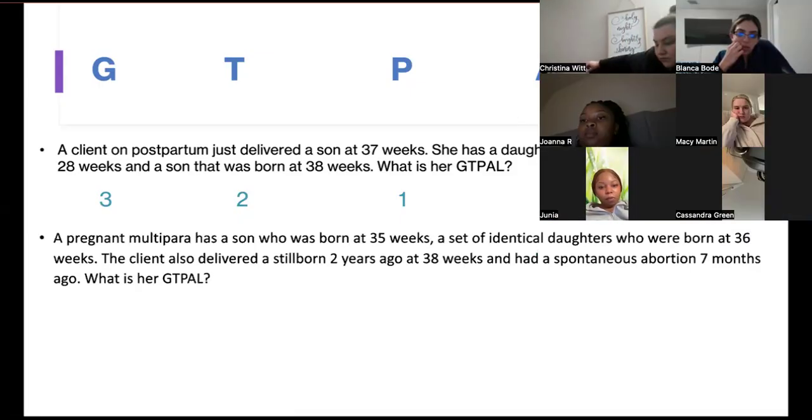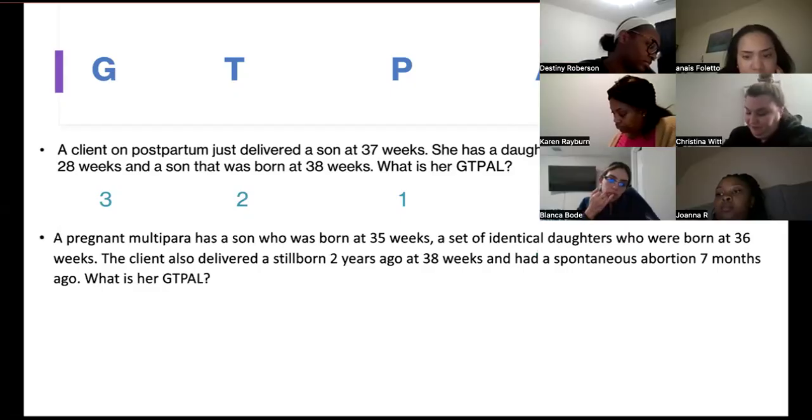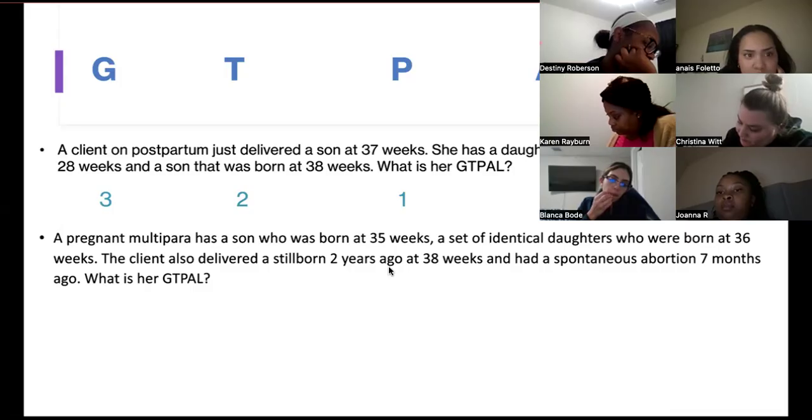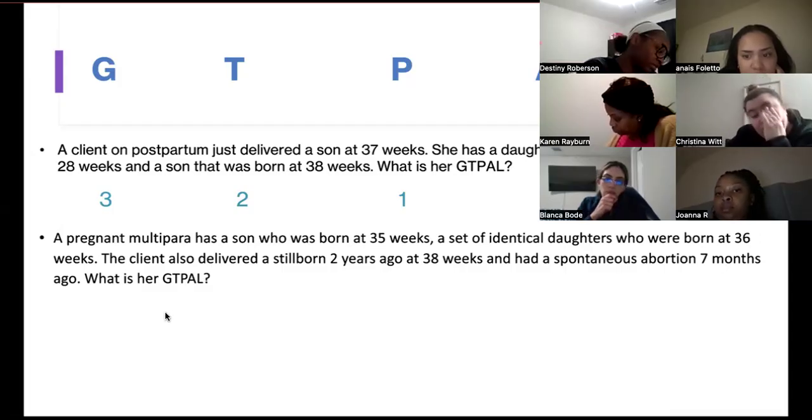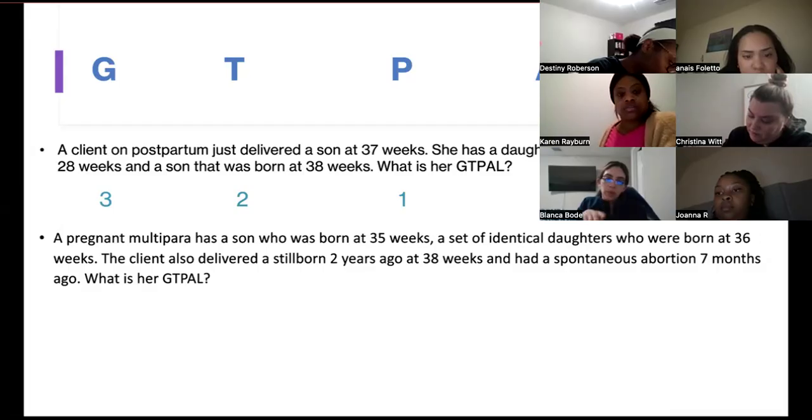A pregnant multipara has a son who was born at 35 weeks, a set of identical daughters who were born at 36 weeks, so those are twins. The client also delivered a stillborn 2 years ago at 38 weeks and had a spontaneous abortion 7 months ago. What is her GTPAL? What is her G? How many times has this patient been pregnant?